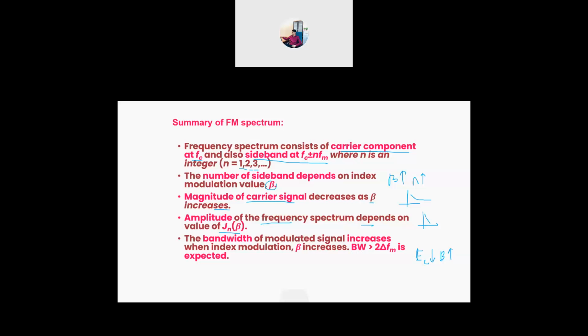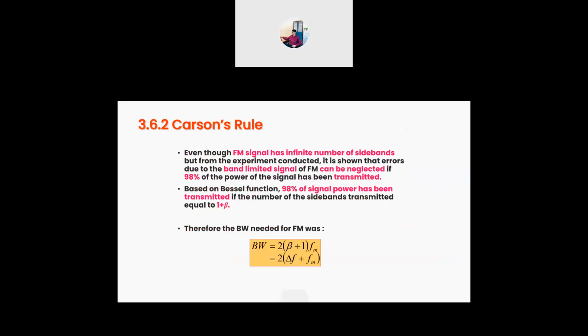The bandwidth of the modulated signal increases when the modulation index beta increases. Bandwidth equals 2 delta FM is expected. You can see the bandwidth is increased when beta is increased, because when you increase beta, the number of sidebands is increased, so your bandwidth will increase accordingly. This is very relatable. We will touch on Carson's rule in the next class.